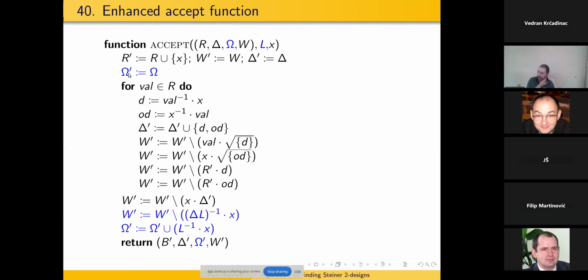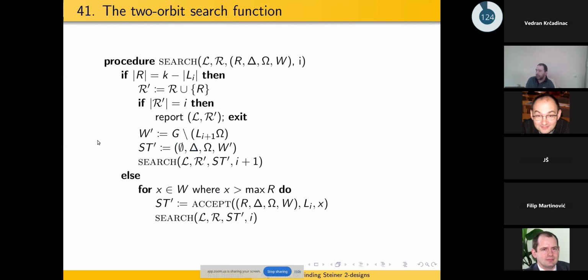But this omega is important because it is used in the further part. Also, whitelist shrinks 6 times in this case. So it shrinks standard 5 times and shrinks 6 times. And let's go to the search function.